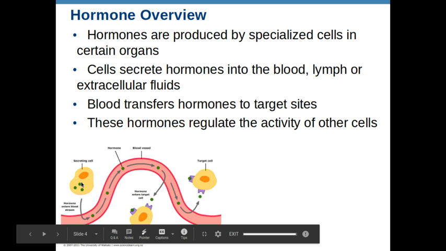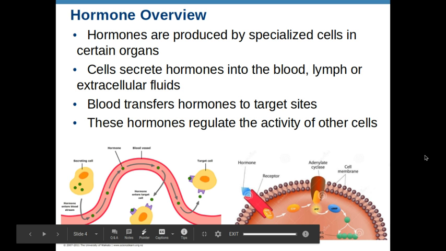Here's a secretory cell secreting its product into the bloodstream. You see the shape of the hormone attaching to this target receptor on the target cell. Alrighty. And so then what happens next is these hormones regulate the activity of other cells. Once this hormone has bound, it sets basically a chain reaction in motion of things going on in the body that are going to bring the body back into homeostasis.